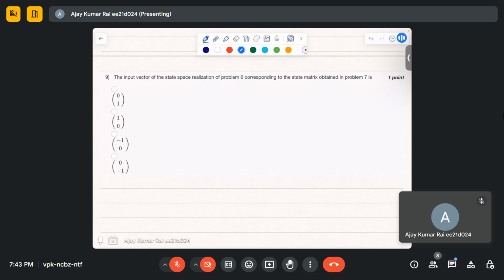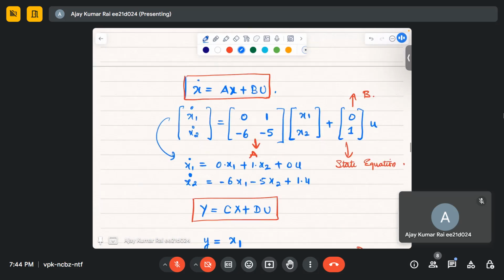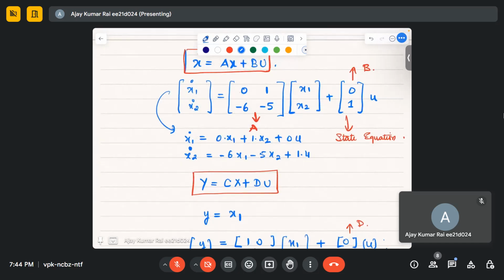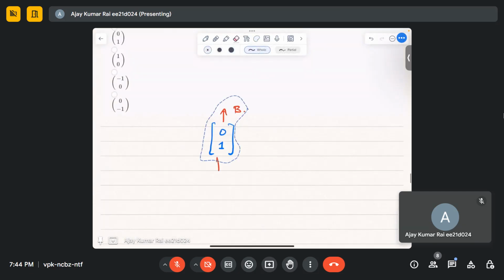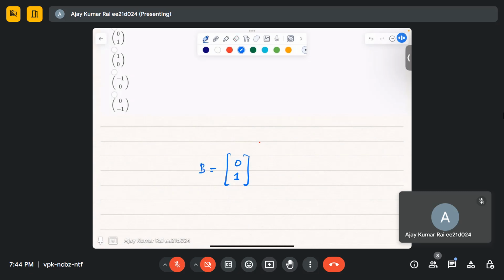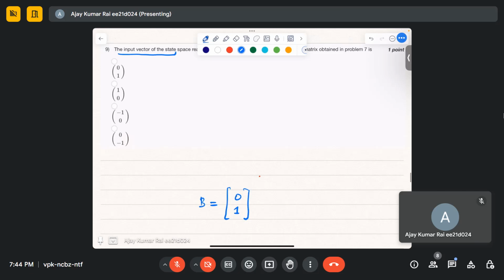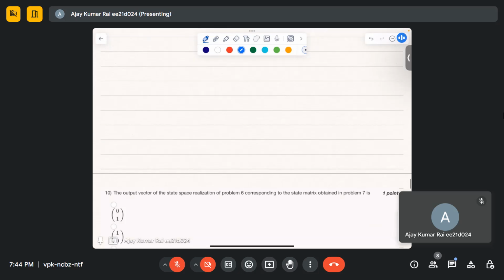The input vector of the state space realization of problem 6 corresponding to the state matrix. So it's asking for the input vector. What is the input vector? You see, the B matrix, 0 1. So they're asking for B, 0 1. So the first option is correct. Very simple. So already we have found out the A, B, C, D.